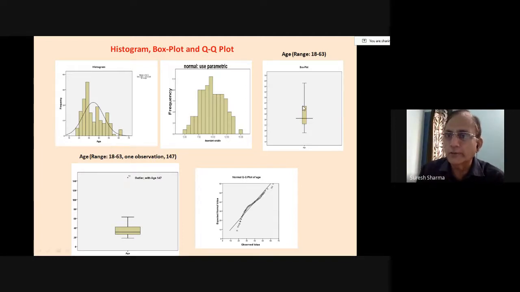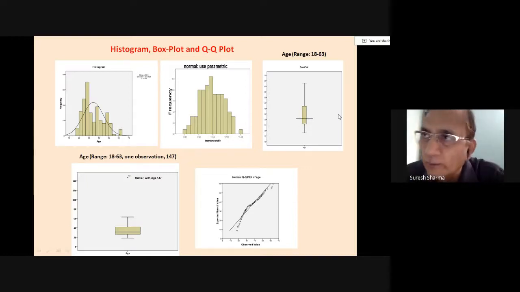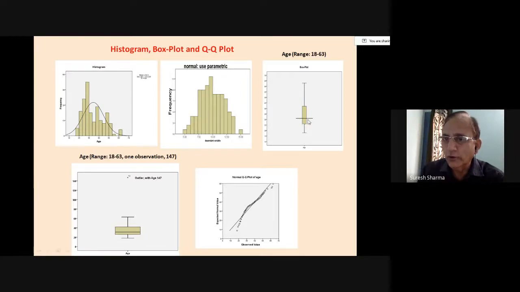So then you draw a box between Q1 and Q3. This is the shape of the box. And this is called the median. If the median would have been right there in the center, that means the area of the upper box would have been the same as the area of the lower box, then you will say that data is coming from a normal distribution. But here you can see the lower area is less, the upper area is more. So obviously data is not coming from a normal distribution.